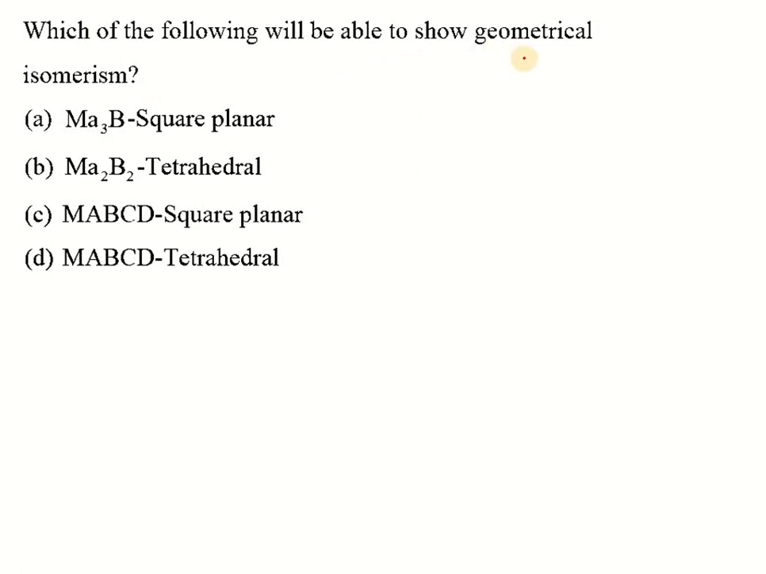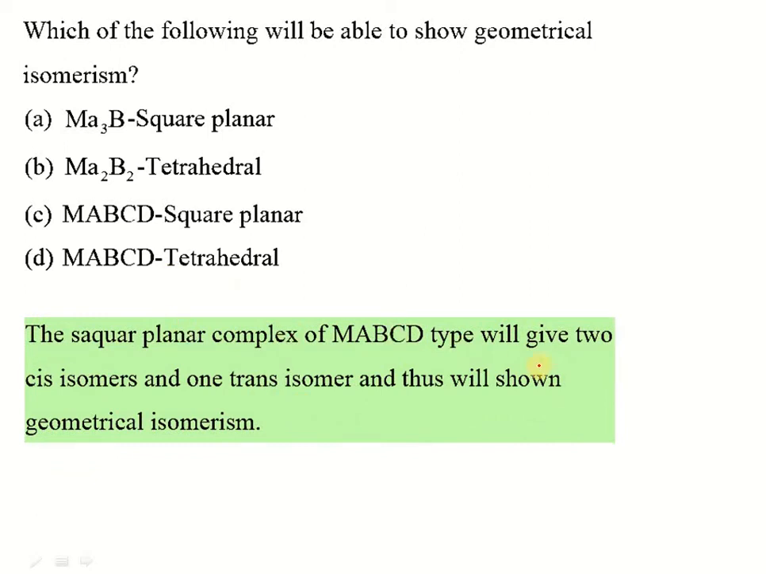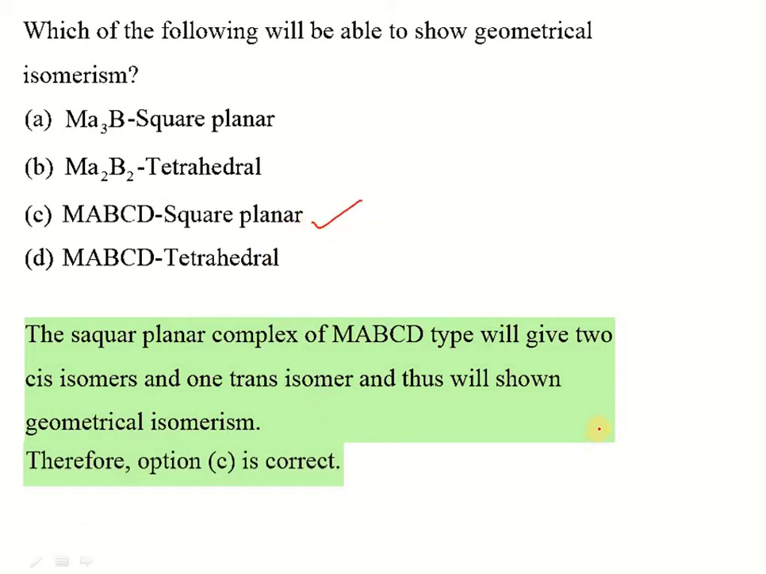Which of the following will be able to show geometrical isomerism? We know that square planar molecules of general formula MABCD type will give three types of isomers, cis, trans and one other isomer, so they will show geometrical isomerism. That means option C is the right option for this question.